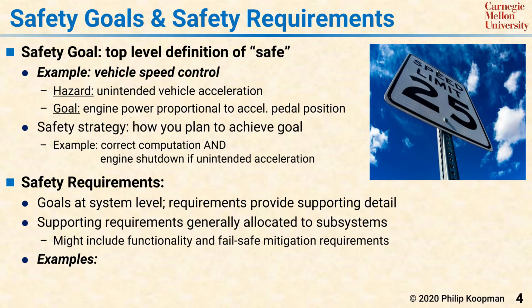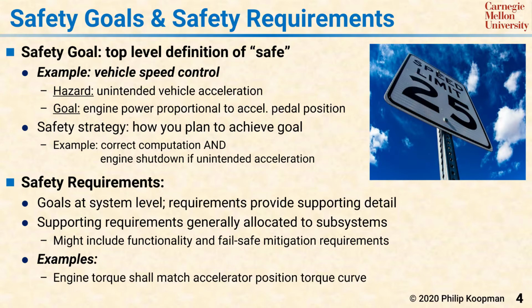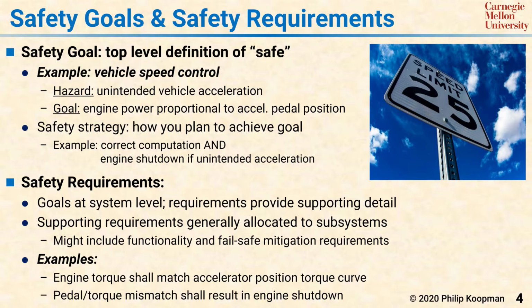Continuing the vehicle speed example, a normal functionality requirement would be to ensure that the engine torque is properly computed based on the position of the accelerator pedal. But a second safety requirement could be that any pedal-to-torque computation mismatch that might be caused by a system failure would result in an engine shutdown via some independent functional safety shutdown mechanism.